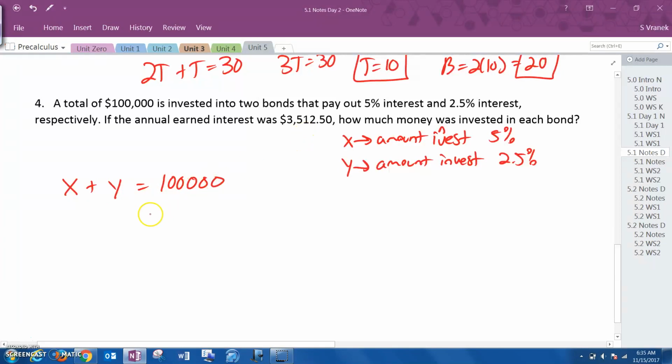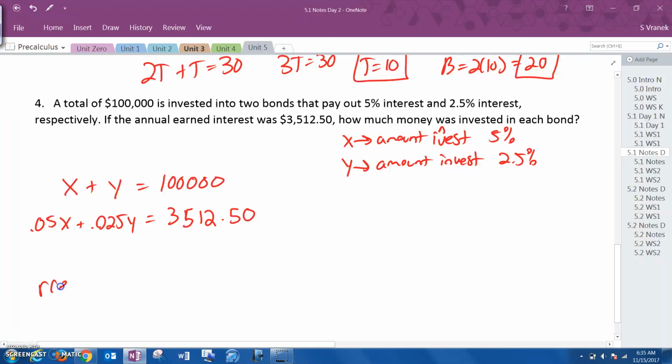Now, to calculate interest, we know the interest will come out to be $3,512.50. That's our interest. To calculate interest, you have to multiply the amount you put in by the percent. So because X is for the 5% interest one, we're going to do 0.05X. And since Y is the 2.5%, we're going to go 0.025Y. And there's my setup. This is a classic case of doing reduced row echelon form.